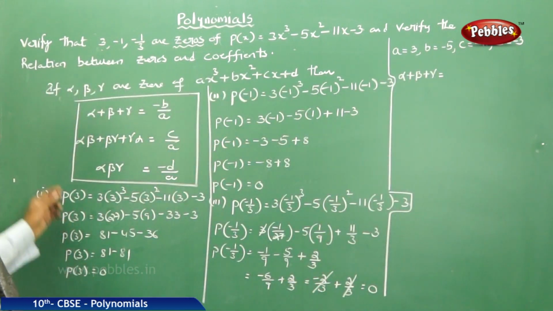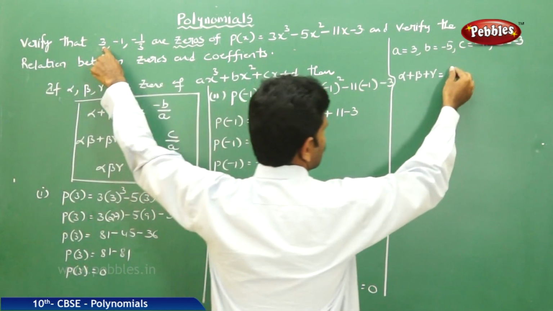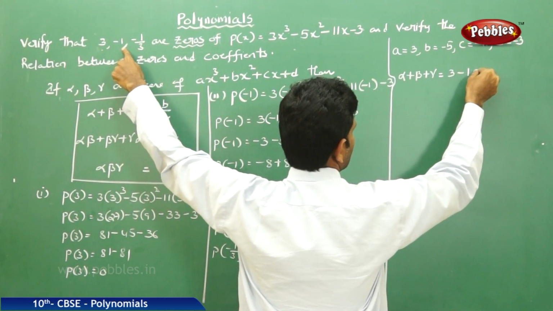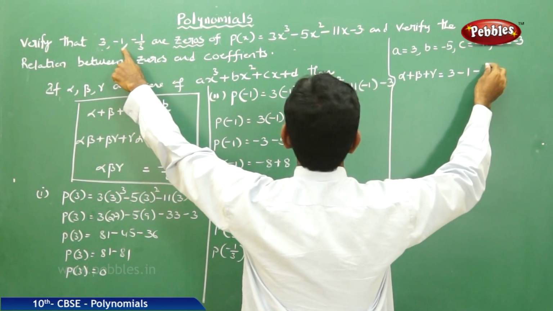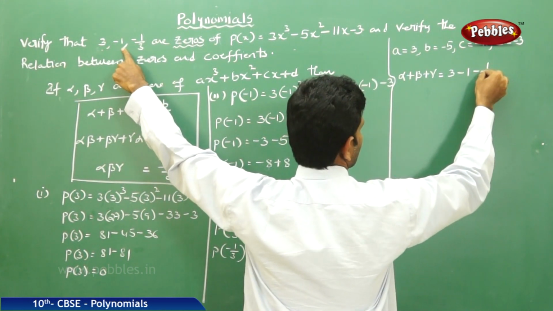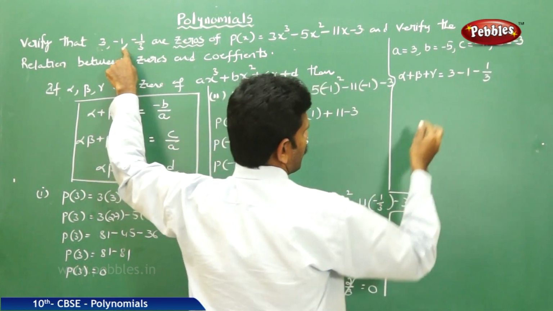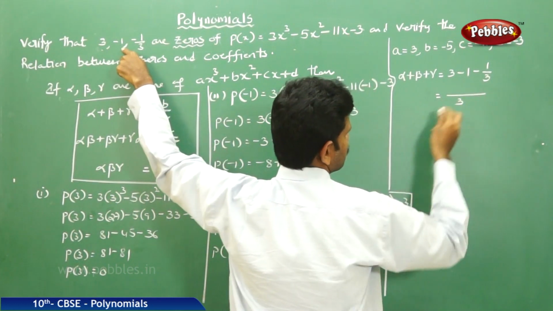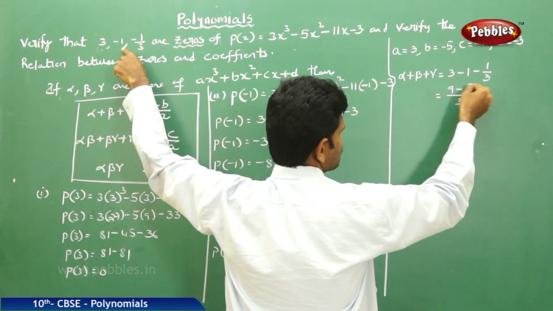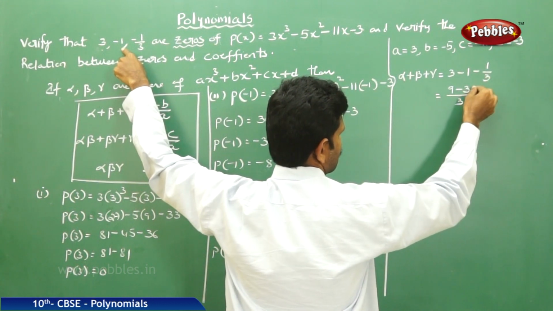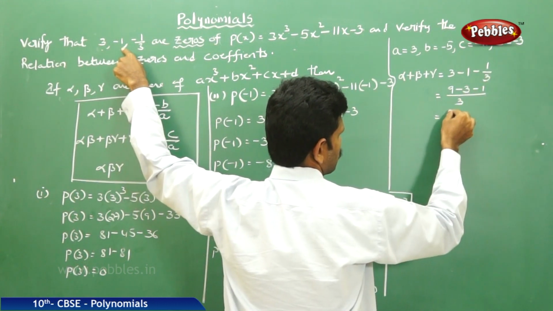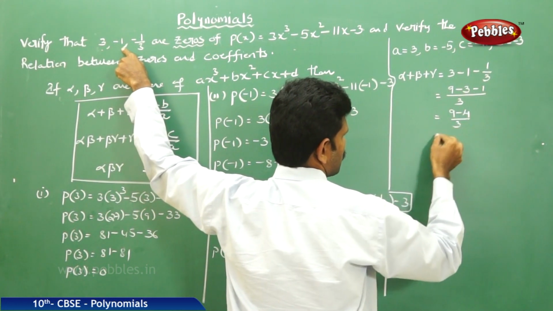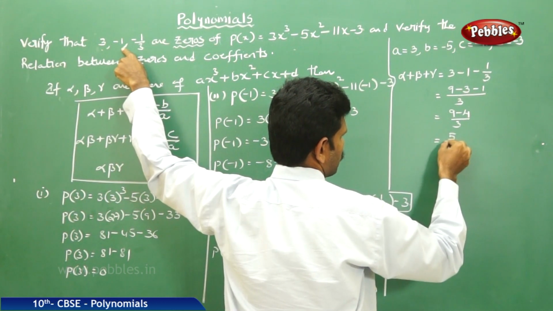Now according to the given question, first one: alpha plus beta plus gamma is equal to, what is alpha? 3, beta minus 1, gamma minus 1 by 3. Now let us simplify this one. LCM is 3, 3 times 3 is 9, minus 3 times 1 is 3, minus 1, which is equal to 9 minus 4 by 3. 9 minus 4 means 5 by 3.